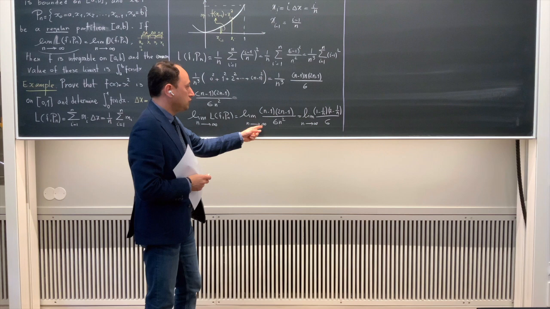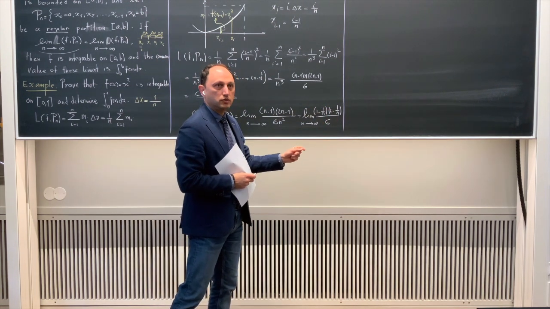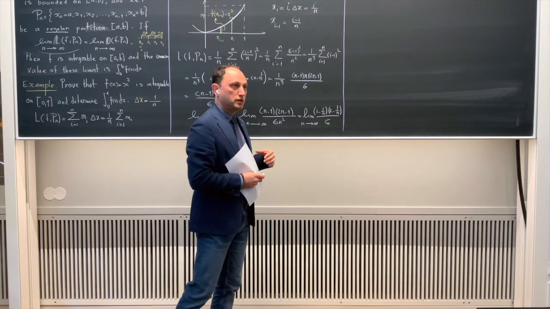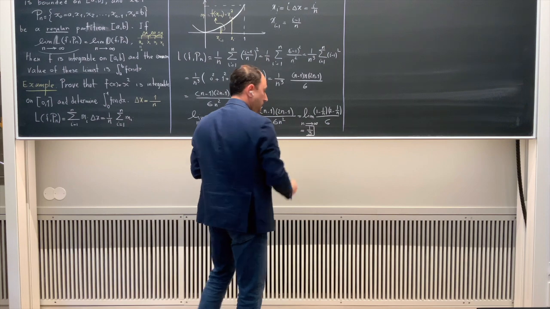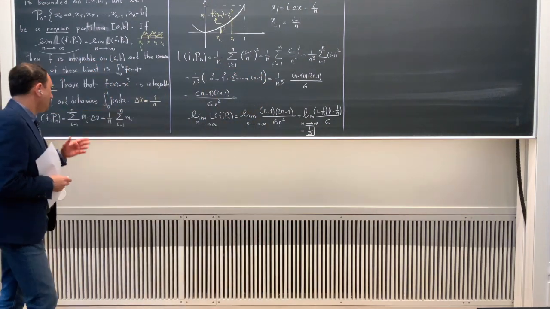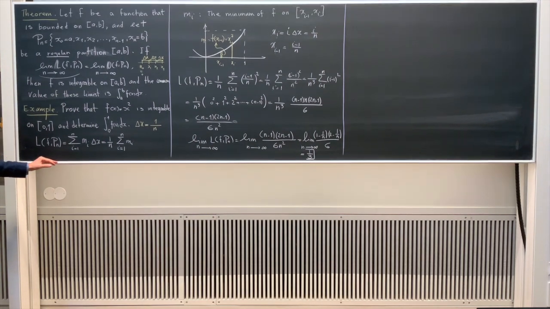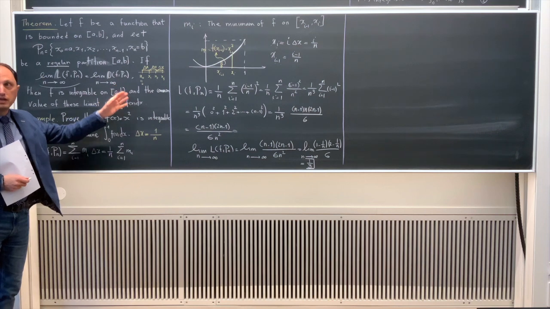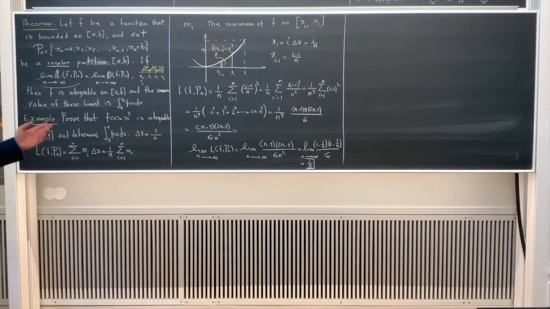And then if I send n to infinity, it is simple. 1 over n is 0. 1 over n is again 0. So it is 1 times 2 divided by 6, which is a third. Yes? So this means that I was able to calculate the limit of the lower sum. But the problem is not finished. I have to calculate the limit of the upper sum. If I am lucky and these two numbers become the same, then I would say that, okay, this is integrable, and the common value is my integral.